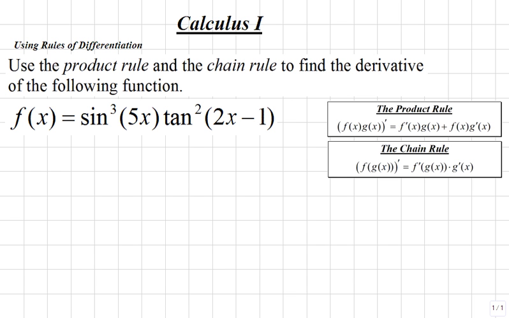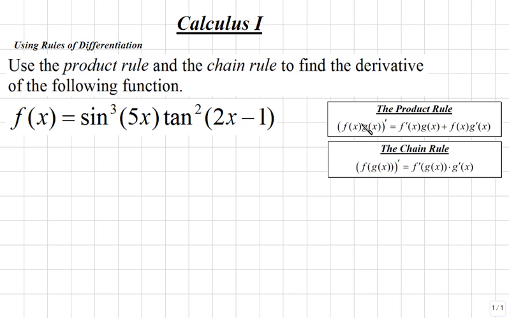Let's use the product rule and the chain rule to find the derivative of the following function. We're given f of x equals sine cubed of 5x times tangent squared of 2x minus 1. To find the derivative of this, we'll use the product rule and the chain rule on the right.